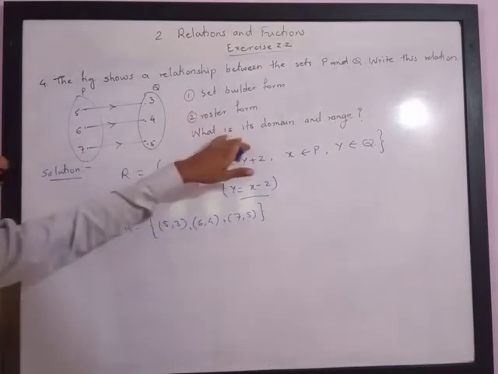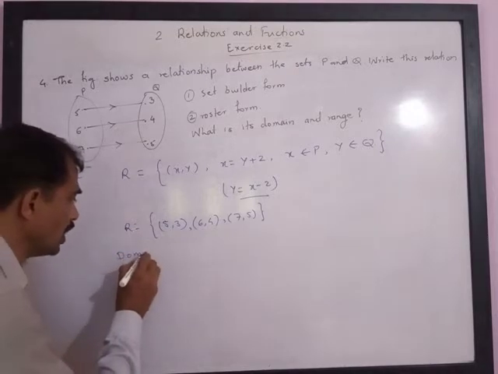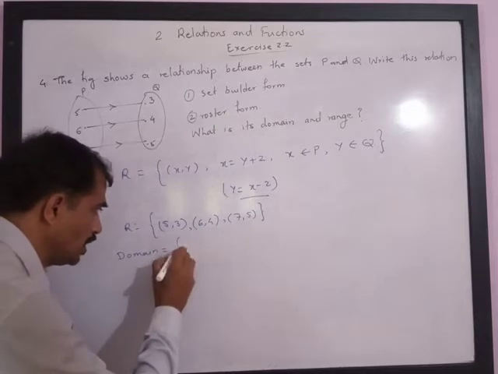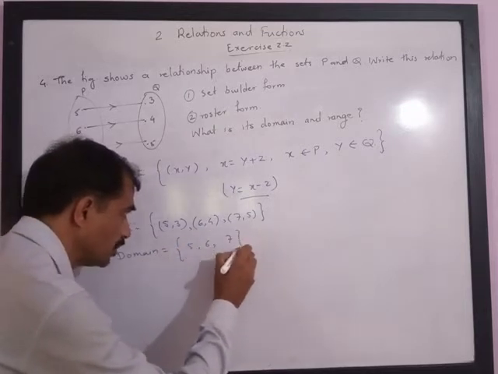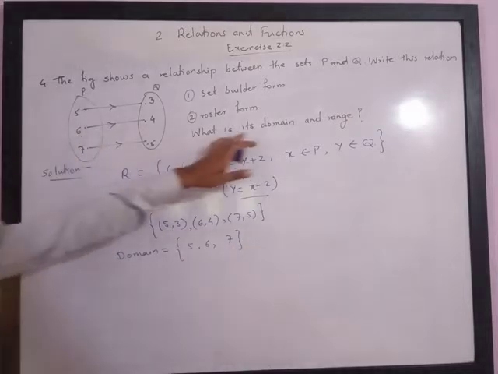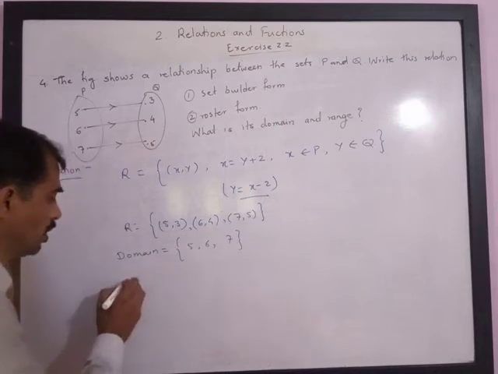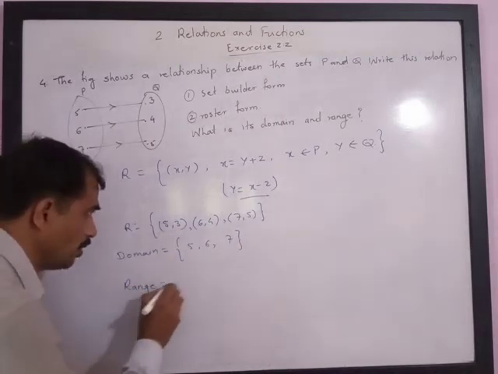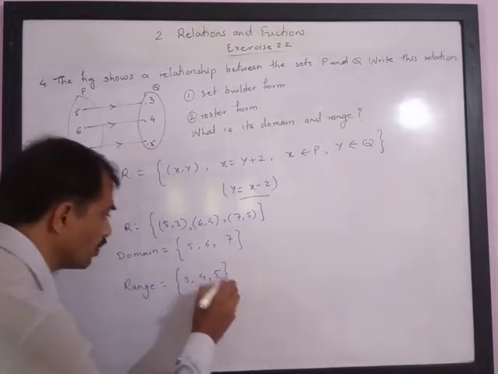Now, what is its domain and range? So domain is the set of first elements of the relation. So it is equal to the set {5, 6, 7}. Then next we are asked to find its range. Range is the set of the second elements of the relation. So range is equal to the set {3, 4, 5}.